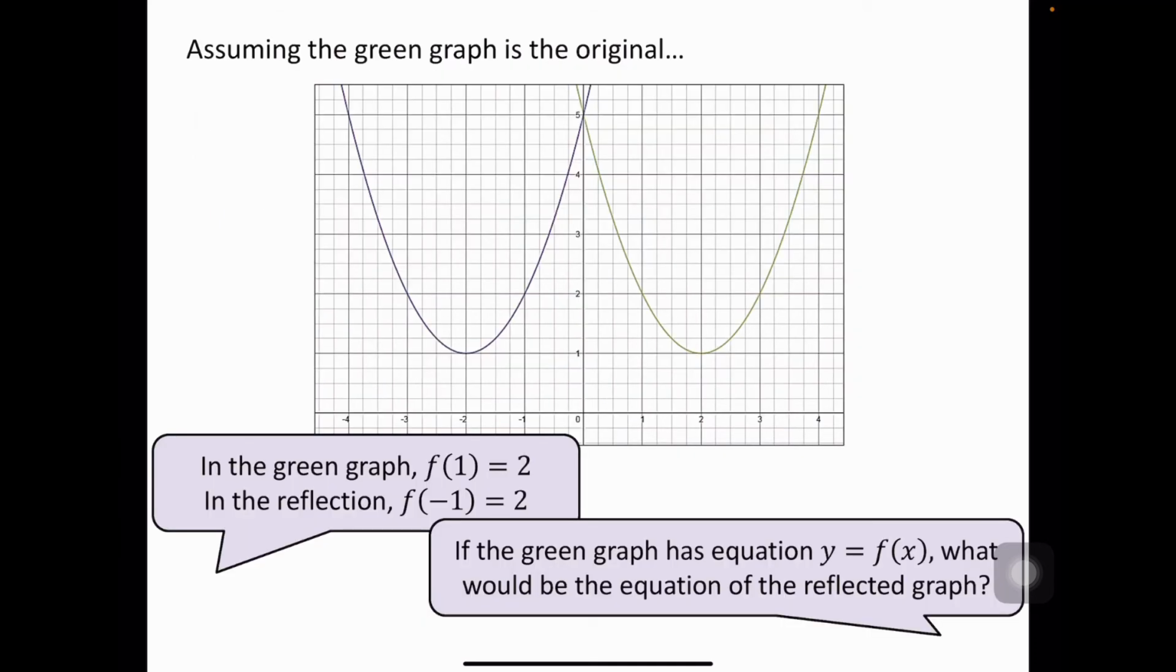So assuming that the green graph is our original, let's call it f of x. In the green graph, f of 1 is 2. So let's just highlight that here. When x equals 1, y is 2. F of 1 equals 2. Well, you can also see in the reflection, f of negative 1 equals 2 as well. So if the green graph has equation y equals f of x, what would the equation of a reflected graph be?